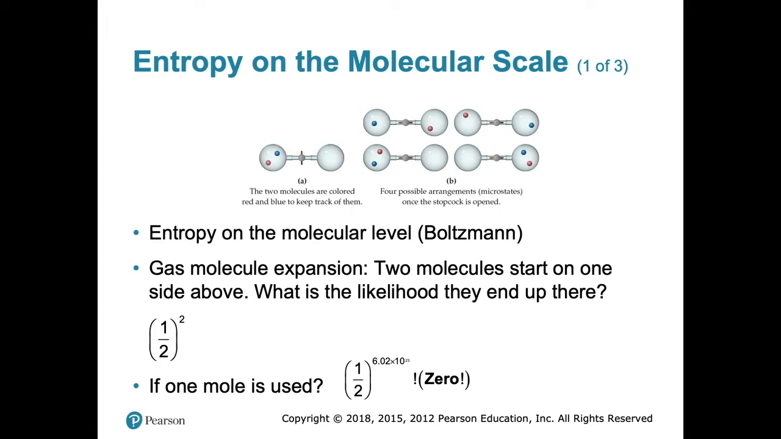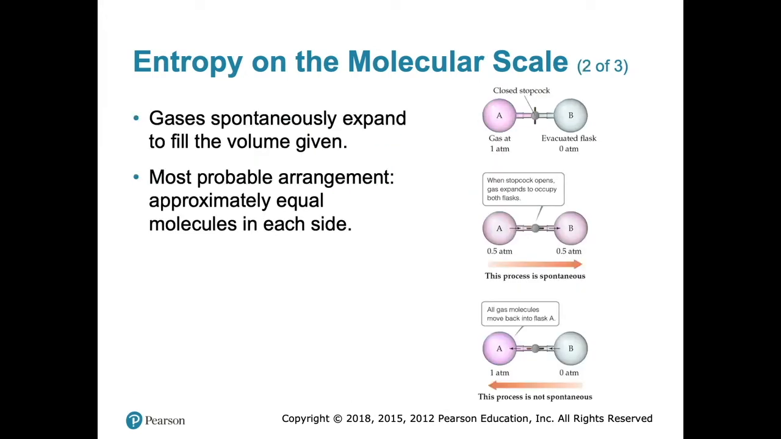These are called microstates because what I wanted to get to was this next slide. Gases spontaneously expand to a given volume, which is what I said a second ago. The most probable arrangement is approximately equal molecules on each side. Here we have a gas at 1 atm and a flask at 0 atm, a vacuum, when the stopcock is closed. When the stopcock is open, they'll flow across and make 0.5 atm on one side and 0.5 atm on the other side. This is a spontaneous process.